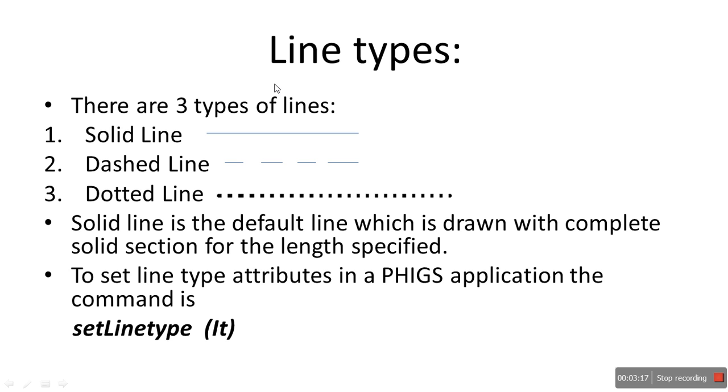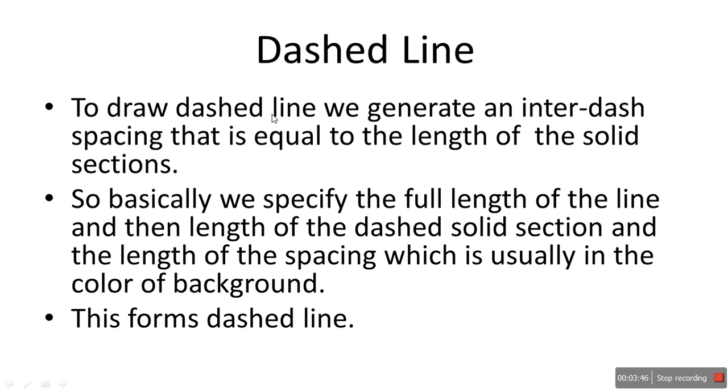All right, now the third attribute is called line type. There are three types of lines. First one is called a solid line, which looks like this. Second one is called a dashed line, which looks like this. And third one is called a dotted line. The solid line is the default line, which is drawn with a complete solid section in the length, like this. This is completely solid. There is no gap in between. To set the line type attribute in a PHIGS application, the command is set line type, and in brackets you supply the line type.